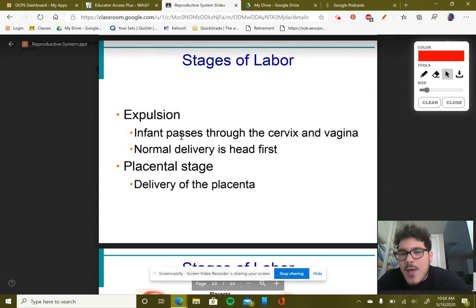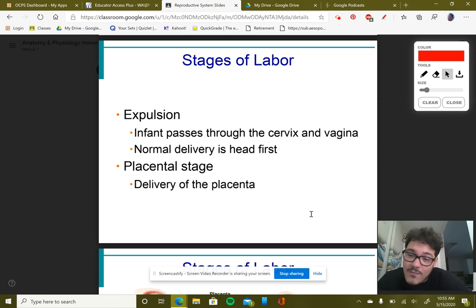Expulsion. The infant passes through the cervix and vagina. Again, normal deliveries are head first. I talked about this in previous videos. There are instances where a baby can be expulsed feet first. If that happens, that is a very careful situation to be handling. It depends on how fast the baby moves out. It also depends on the angles of everything.